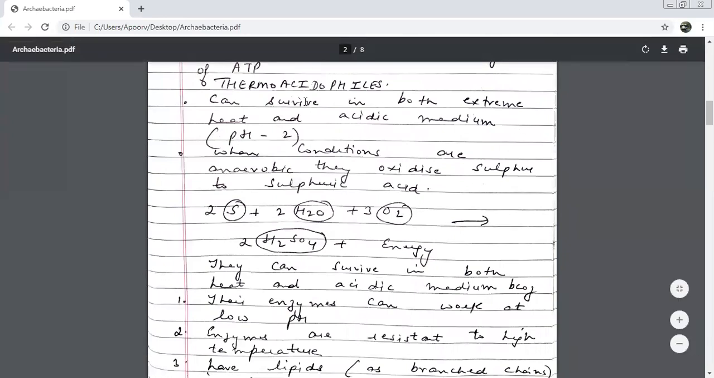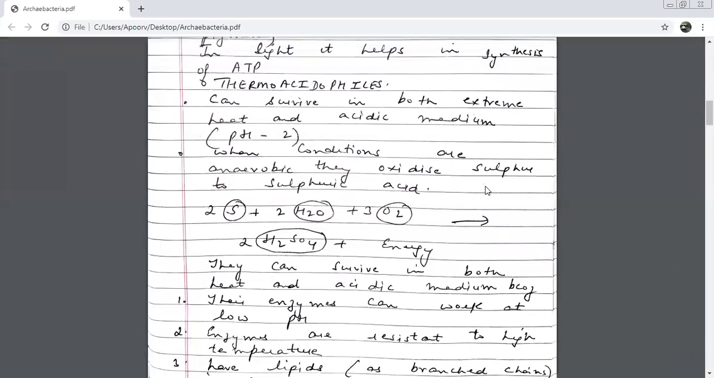The name tells you thermoacido. It means they can survive in both extreme heat conditions and also in acidic conditions. They can even survive in acidic medium as low as pH 2. Even if the pH is so low, it is only 2, they can still survive.